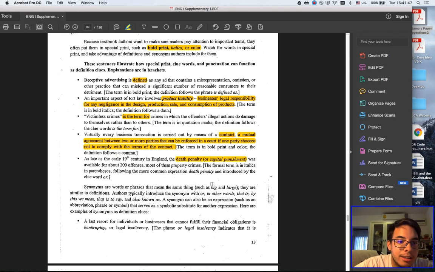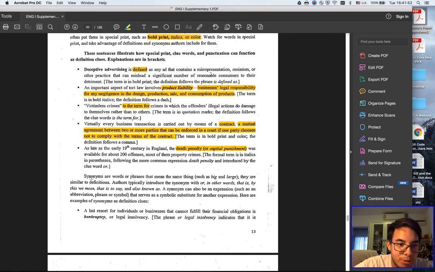The next definition or synonym clue refers specifically to synonyms, which are words or phrases that mean similar or the same thing. So authors usually introduce a synonym with or, in other words, that is, by this we mean to say, and also as known as.